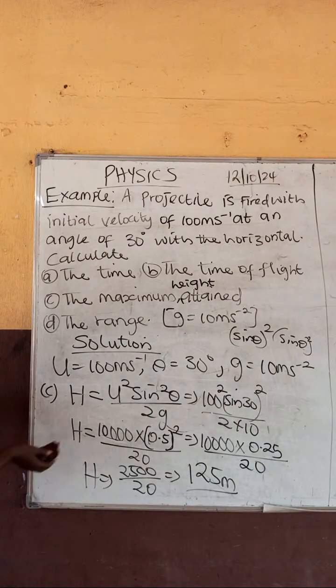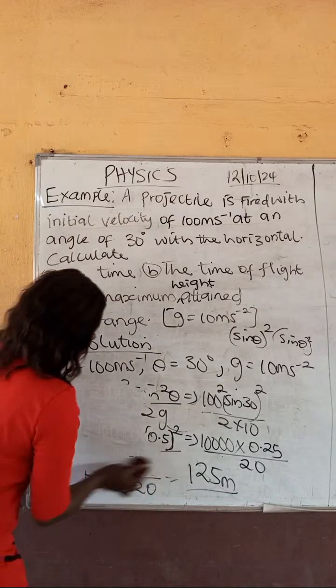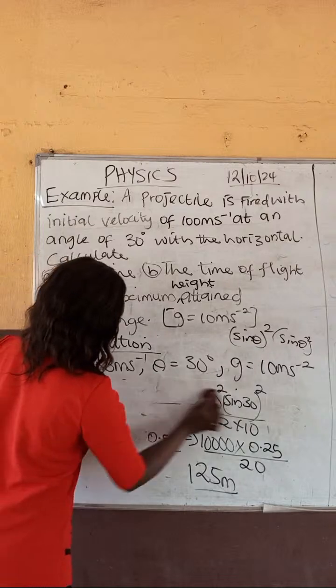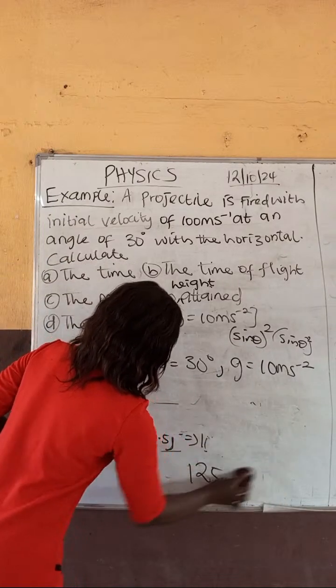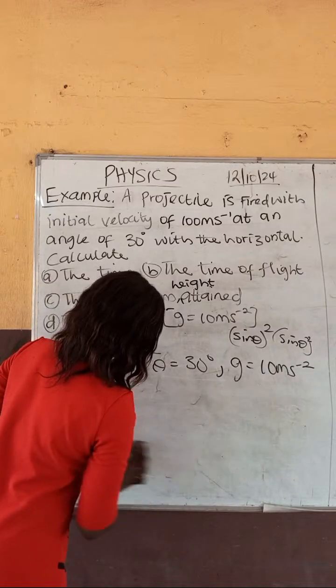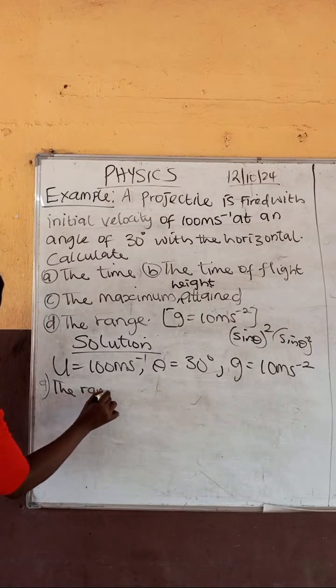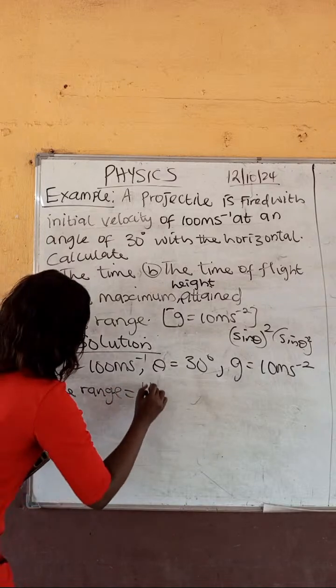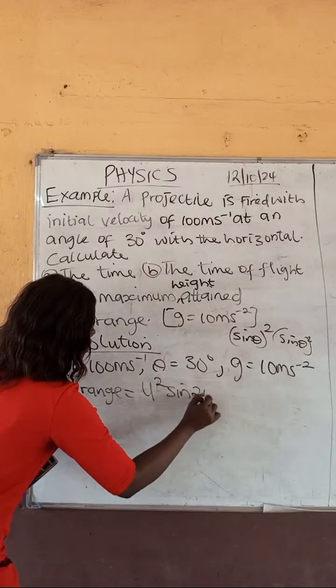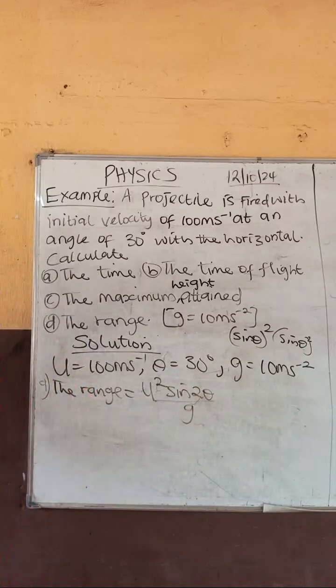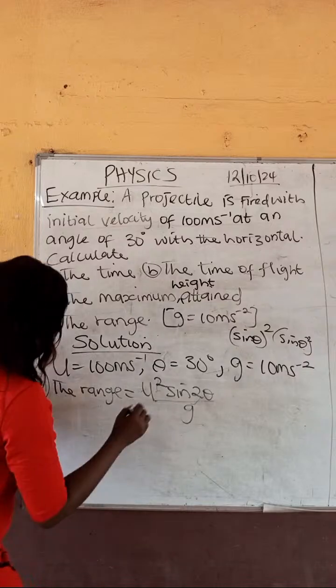Okay, so the last one is the range. Let's look at the range. The range is equal to u squared sine 2 theta over g. U squared sine 2 theta over g.